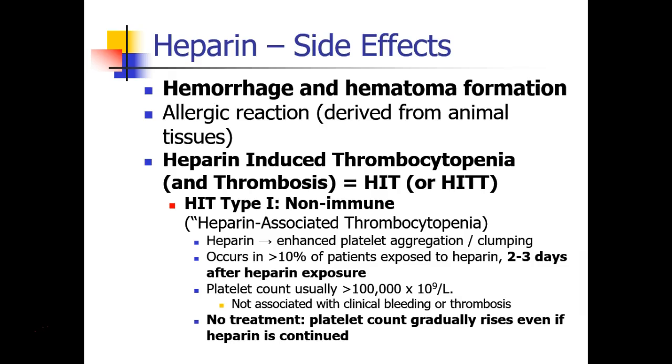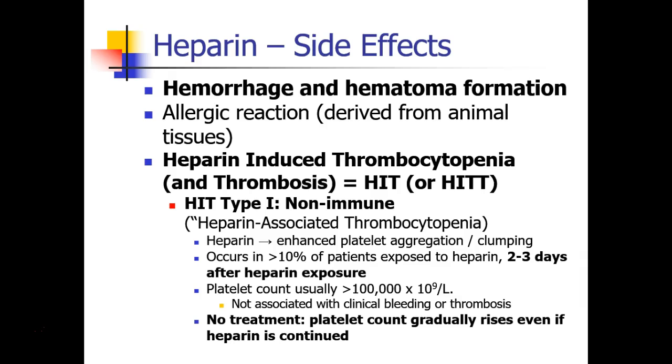There are actually two different types of HIT. HIT type 1 is the non-immune type, and you could just call this a heparin-associated thrombocytopenia. This occurs because heparin leads to enhanced platelet aggregation and clumping, and it occurs frequently in more than 10% of patients who are exposed to heparin. And typically it arises about 2 to 3 days after their first heparin exposure.